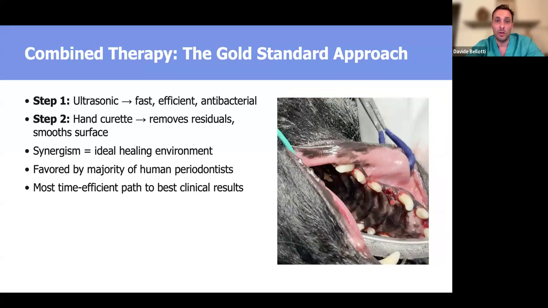The gold standard is the combined therapy. We use ultrasonic because it's fast, efficient, and antibacterial. And we use a hand curette to remove residuals and to smooth the surface. That's to create the ideal healing environment. That's what is favored by the majority of human periodontists, is most time efficient and has the best clinical result.